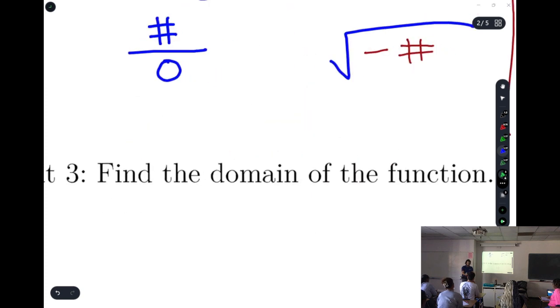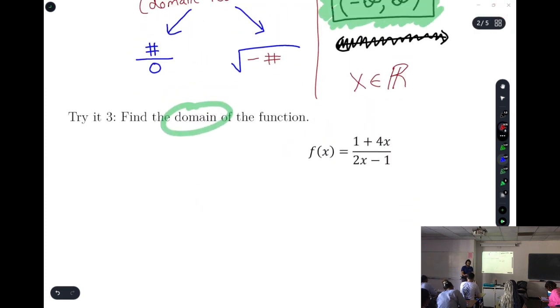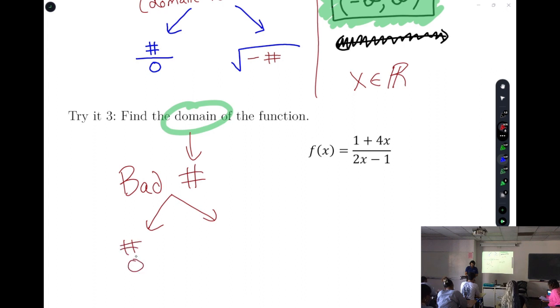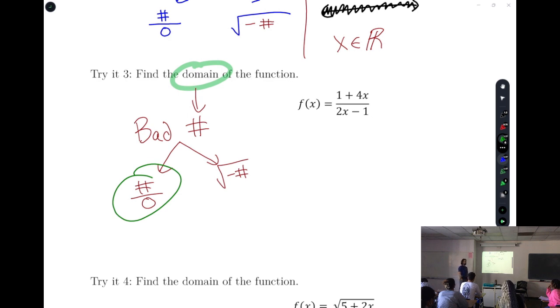So then I see the word domain. I think bad numbers. I look at my problem and do we have any bad numbers? Absolutely. So I see the word domain, I think bad numbers, I split it into 2 sections. I think a number over 0. I think a square root of a negative. And you know what I see right away? I see a fraction. And so we're not solving, because this isn't a solve for type thing. This is just a consider.